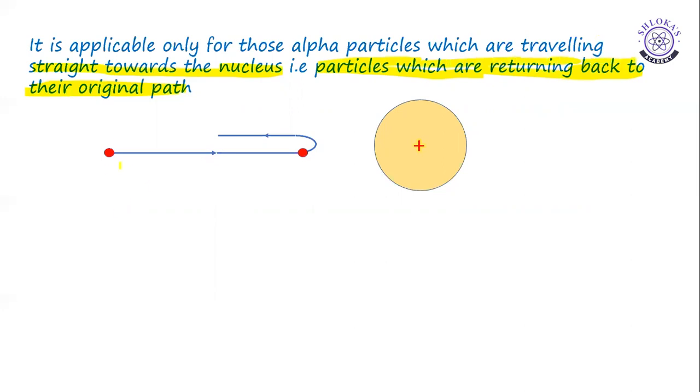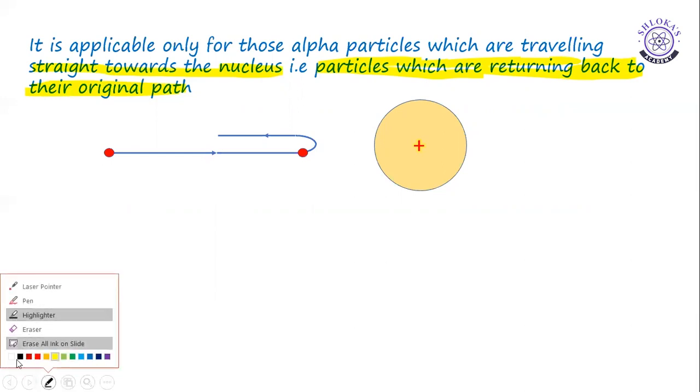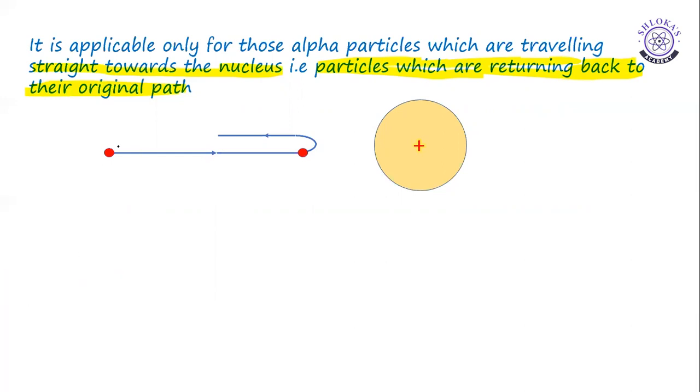Very important, I will explain how. Concentrate here. Here I am taking this as point A and this as point B. This is the nucleus of any atom. Being an atom, it should have an atomic number.